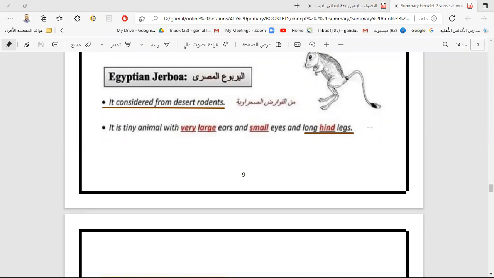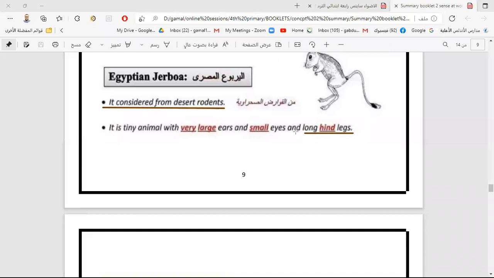Tall, very tall. Okay, no problem, Mary. No problem. It is tall. Okay. It is large or tall legs. Why? To jump. Very good, Muaz. Very good, Omar. It is tall legs, long legs. Yeah, to jump high. Very good.